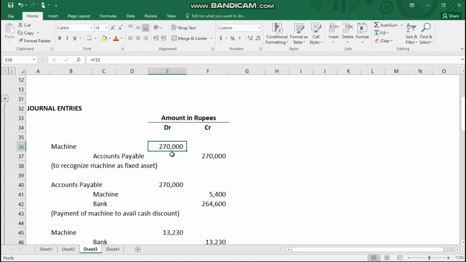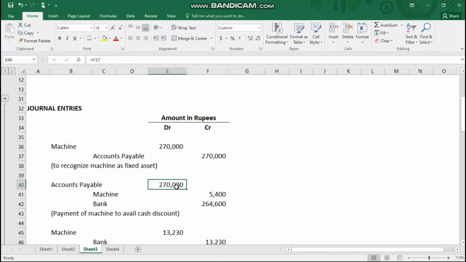So it gives me 270,000. So the first entry would be machinery or fixed asset account will be debited and accounts payable will be credited. So this is to recognize the machinery as fixed assets. Number two entry is just to pay this liability and avail the cash discount.